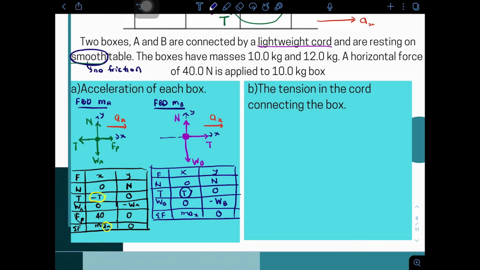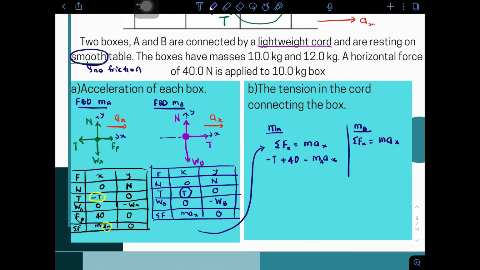So we will make two equations for mA and mB, and let's move it here. Total force equals max. This is for mass A. So we have the X component: negative T plus 40 equals max. Here m is for mass A. And for mass B, I have total Fx equals max as well.